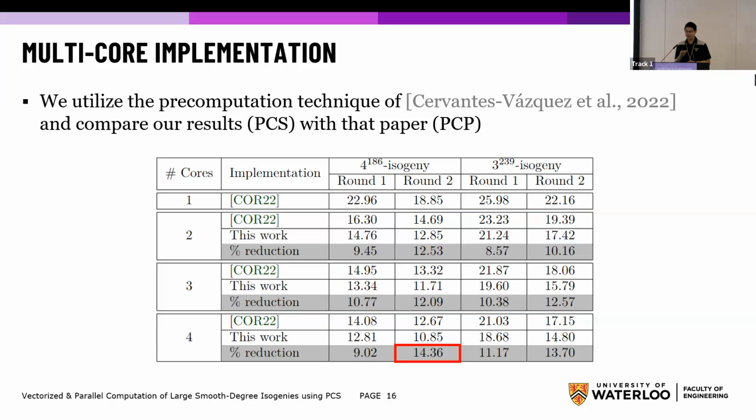So we see that we have the benchmarking results for 2 cores, 3 cores, and 4 cores. These numbers here are shown in million CPU clock cycles. And we see that the best improvement we can have here when changing the evaluation technique can be up to 14.36%.